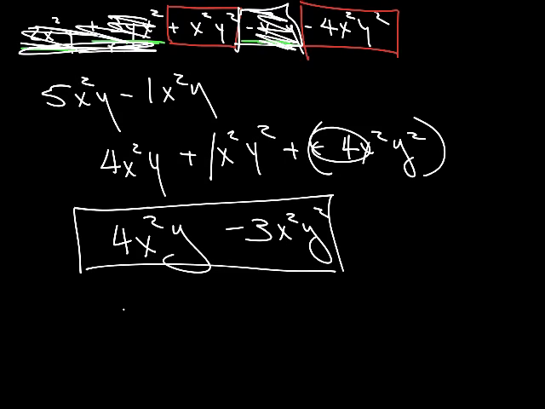Alright, so a key thing when you're doing these to remember is you don't do anything with the variables, with the letters. You just drag them along. The only thing you add or subtract are the numbers. And that should make it easier. Alright, so that's lesson 21 in Algebra 1.